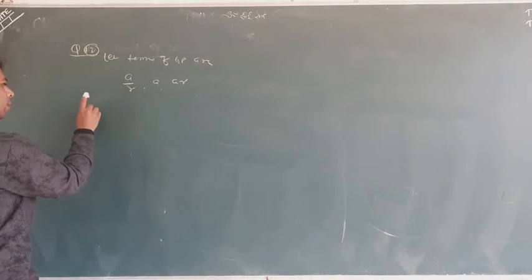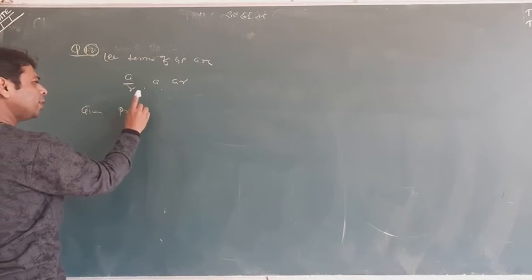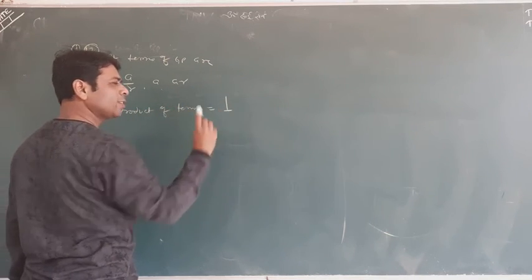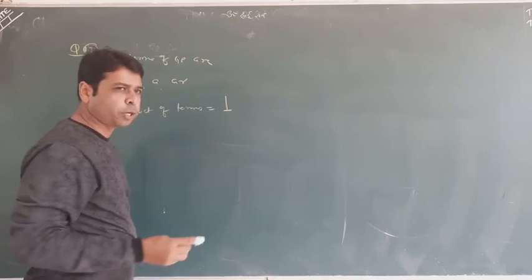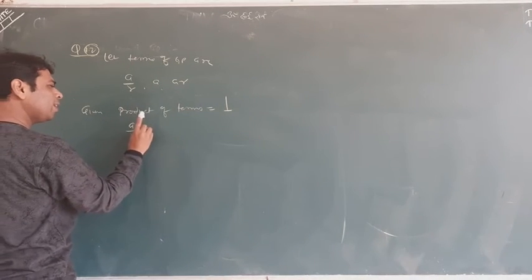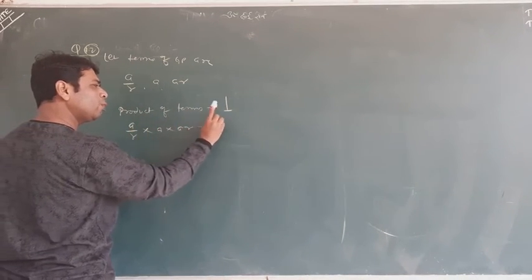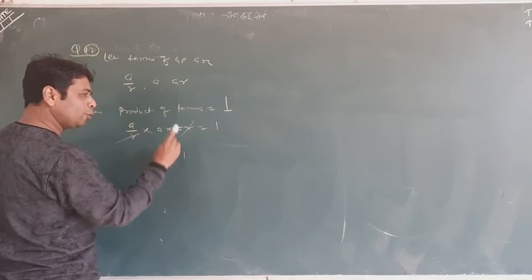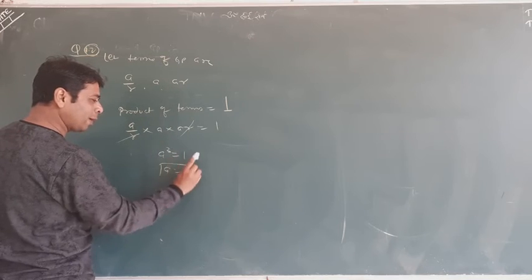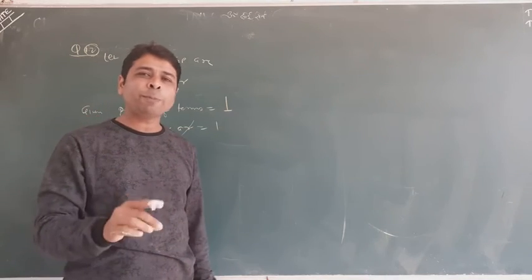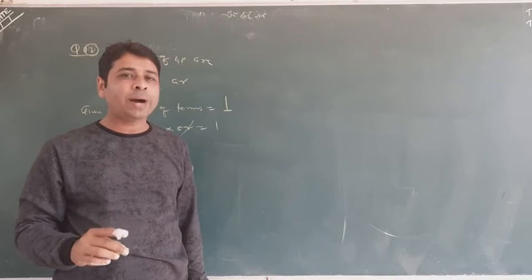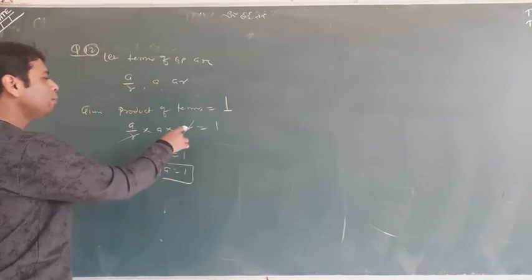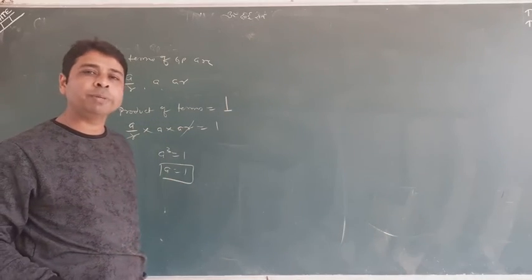So given that the product of the terms is 1, use the product. Product meaning a/r into a into ar equals 1. Look, r cancels, a cube equals 1 and a equals 1, taking the cube root. Now you have come to know why, when the product is given, you use the terms a/r, a and ar: because in this case r cancels and we can get the first term easily.